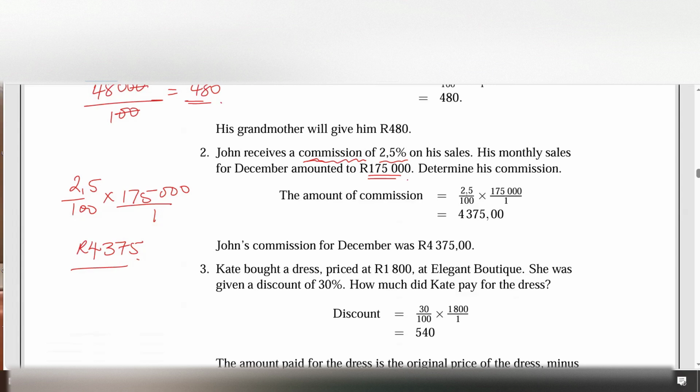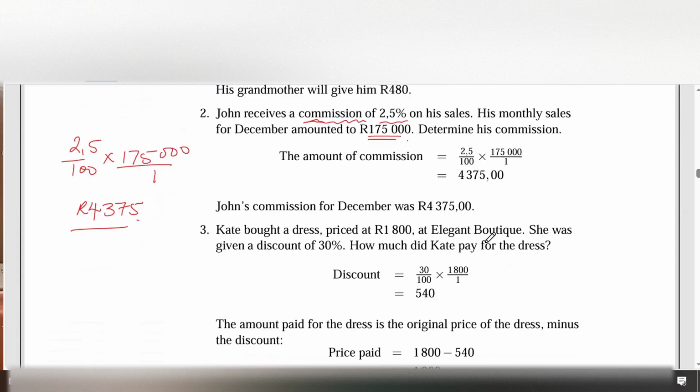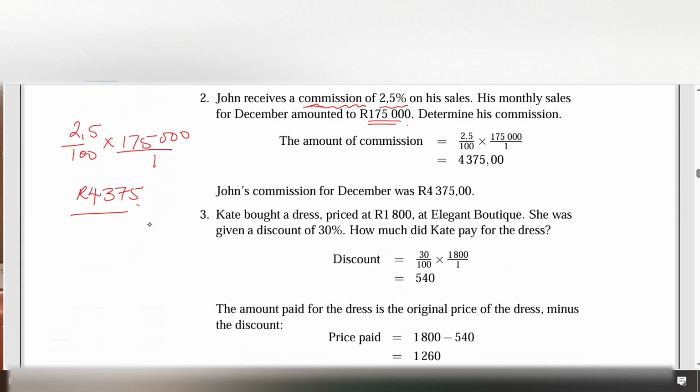Number 3, they're telling us that Kate bought a dress that was priced 1,800 at some boutique. She was given a discount of 30%. How much did she pay for the dress? There are 2 ways to do this. Number 1, we know that the original price is 100%. Now, if we subtract the 30% that you're not going to pay, 100 minus 30, you're going to pay 70% of the price. So it could say 70 over 100 multiplied by the 1,800.